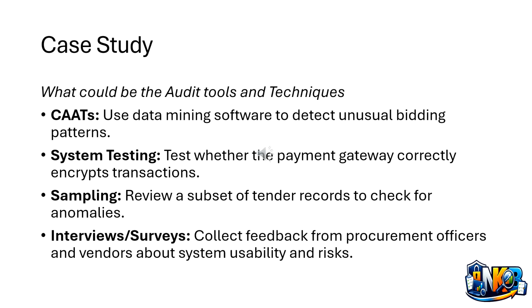System testing: you test whether the system gateway is correctly encrypting the transactions, meaning you go through the system and check that the transactions are actually carried out in the way it is required to be. Sampling: review a subset of tenders, records to check the anomalies. This is substantive testing. And last is interviews and surveys: collect the feedback from the procurement officers, users, vendors, on system availability, usability, and risk, and other things. So these could be the audit tools and techniques.